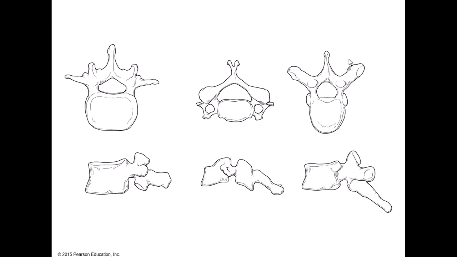So here's a little test for you. If you take a look at this vertebrae over here, this is a top view and a side view. Here's a top view and a side view, a top view and a side view. See what you think. Take a moment and take a look at them and see if you can figure out which one is the cervical, which one is the thoracic, and which one is the lumbar.